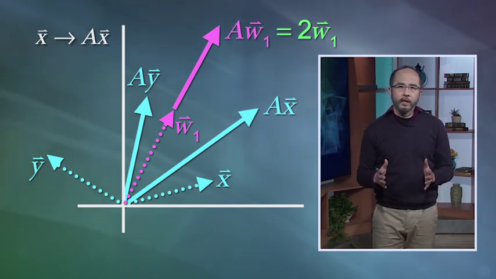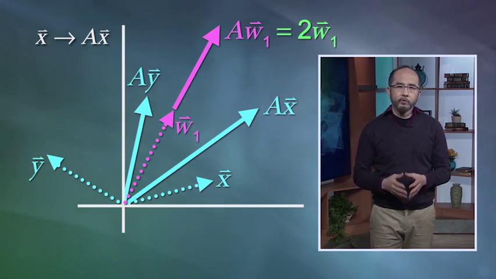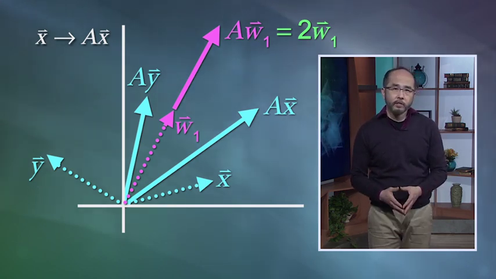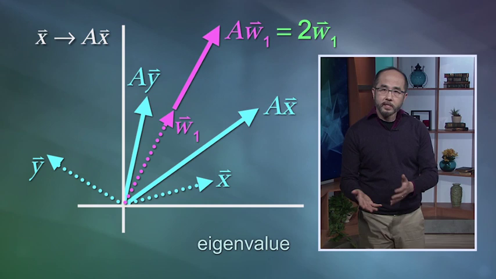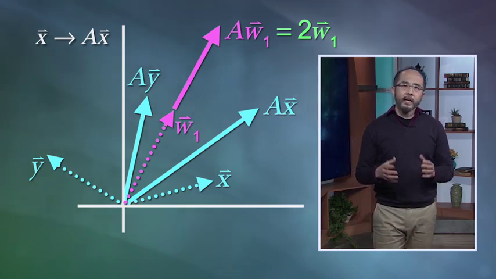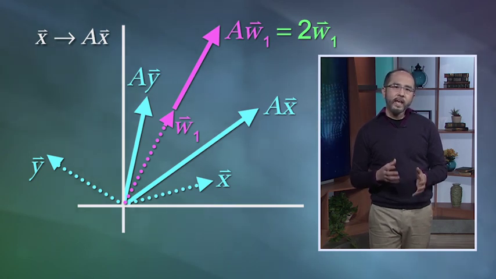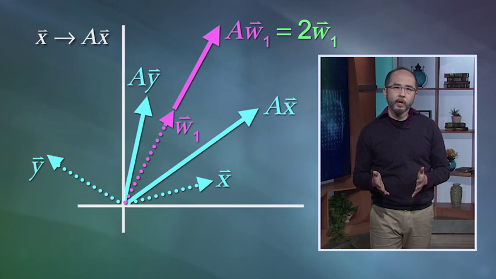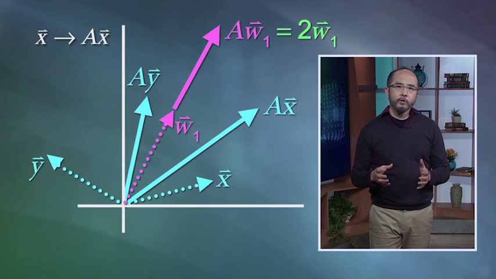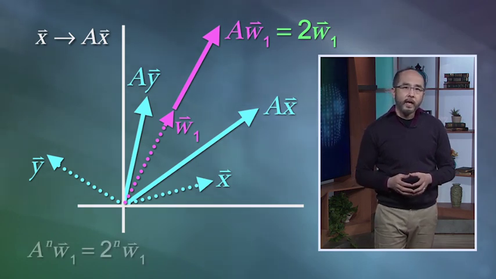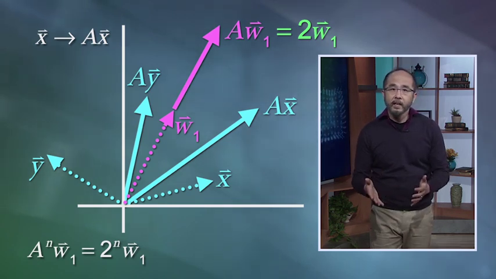An eigenvector of A has a property that when you apply the linear transformation that multiplies the vector by A, then you just get a scalar multiple of the eigenvector. The multiple you get is called the eigenvalue, in this case 2. And for eigenvectors, the action of A is very simple. For instance, if A times w1 is 2 times w1, then w1 is an eigenvector for A, and 2 is its eigenvalue. Then A to the n times w1 will just be 2 to the n times w1.